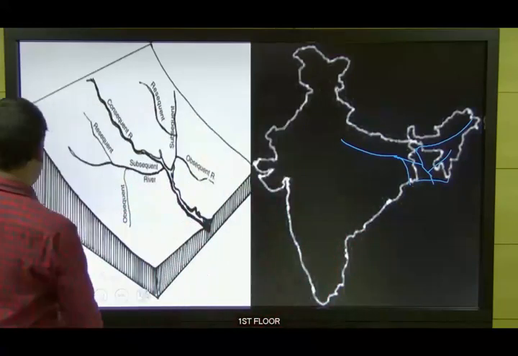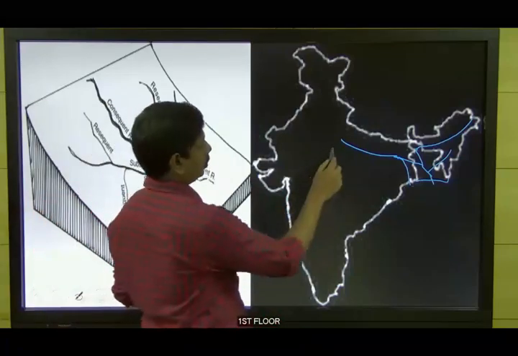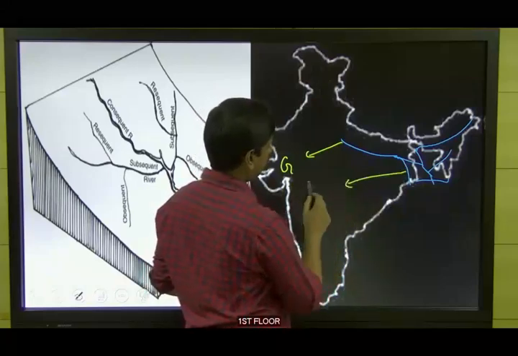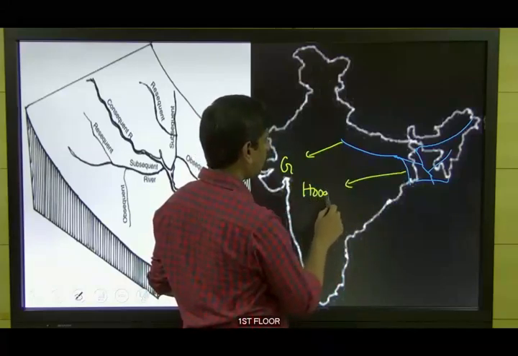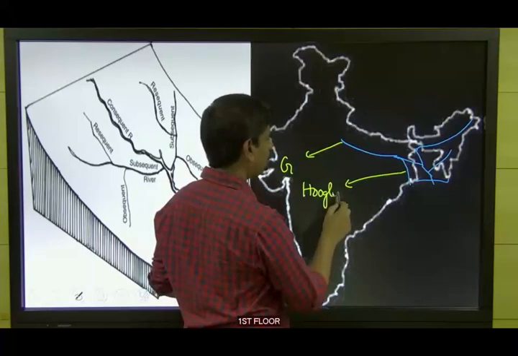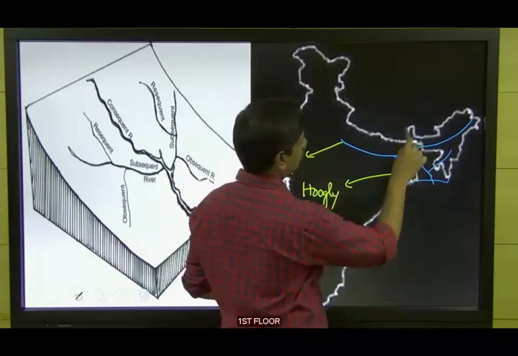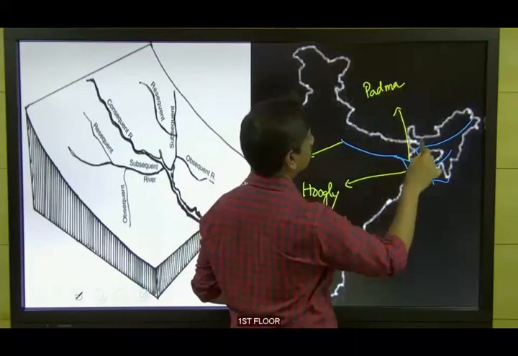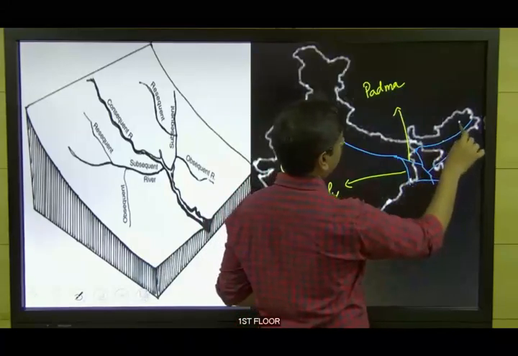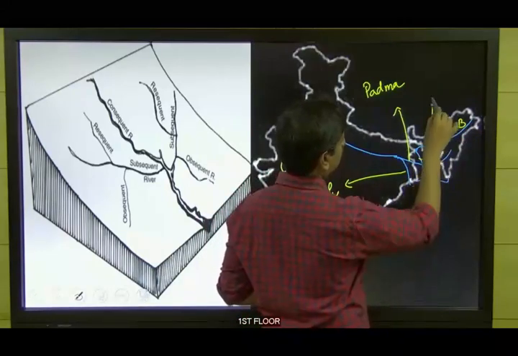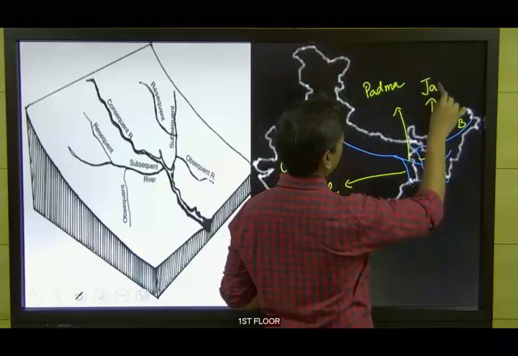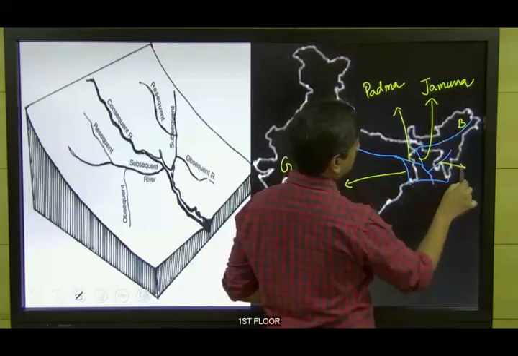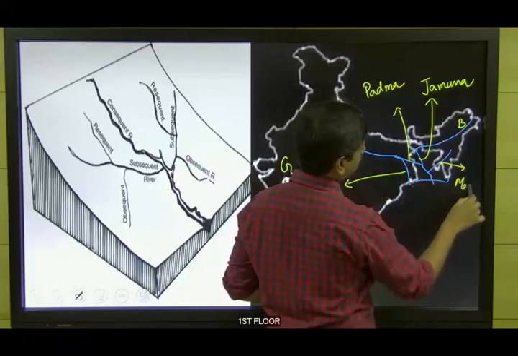Okay, so you want me to write this is Ganges, this is Hooghly. Hooghly, or another name is Bhagirathi. L-I, L-Y both are correct. This is Padma. Here it is known as Brahmaputra. Here it is known as Jamuna. In Bangladesh, the same Brahmaputra is known as Jamuna. The last river to join is Meghna.